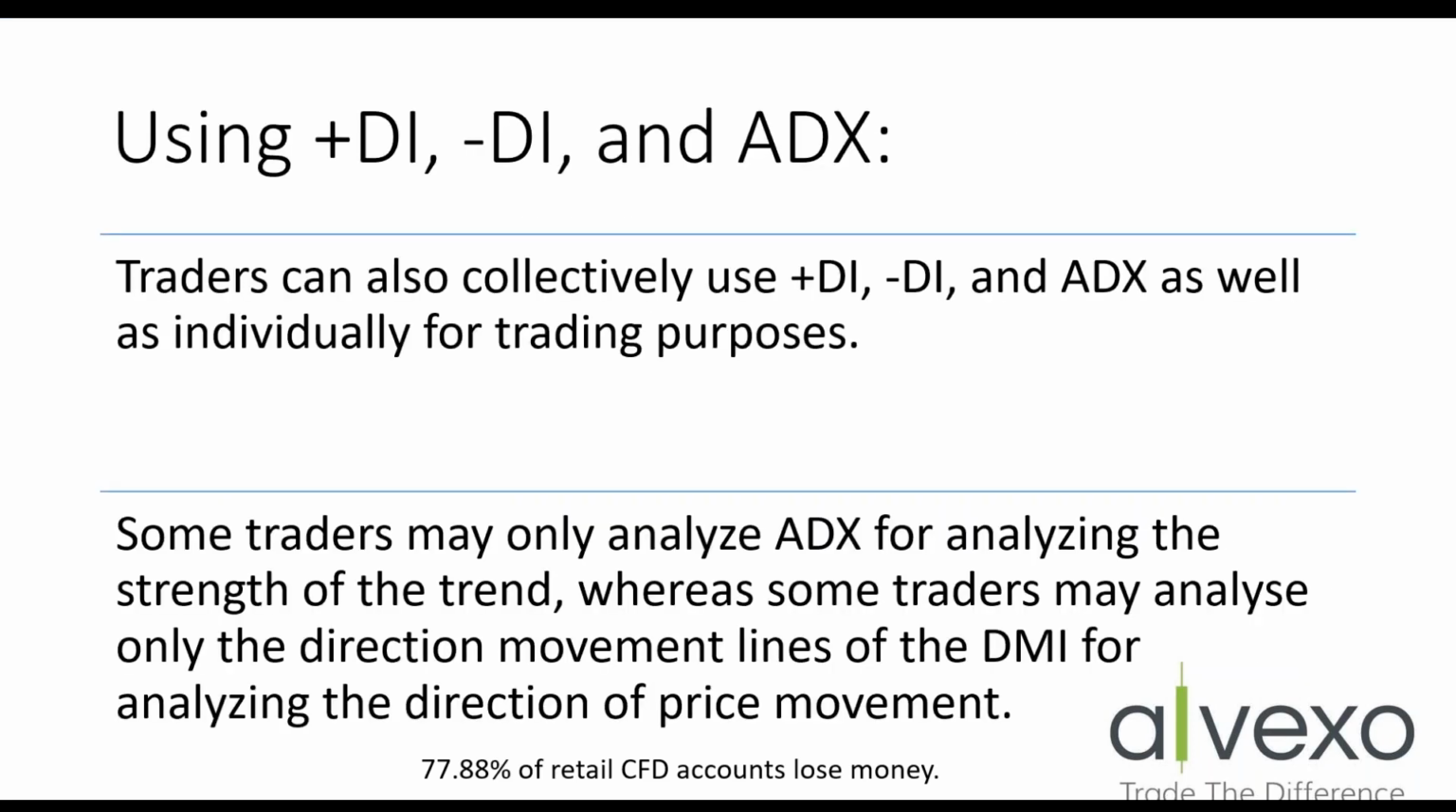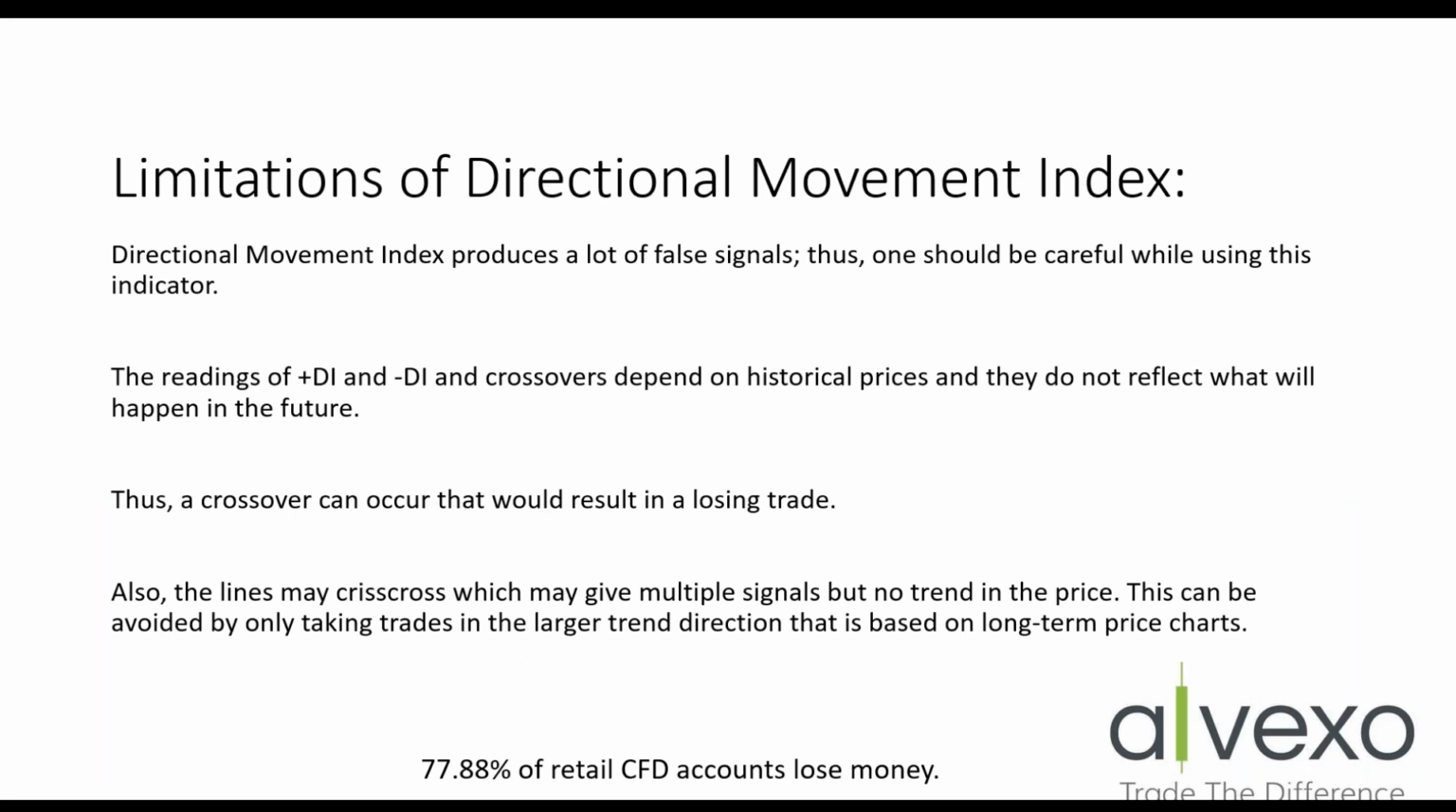Traders can also collectively use the plus DI, the minus DI, and the ADX as well as individually for trading purposes. Some traders may only analyze ADX for analyzing the strength of a trend, whereas some traders may analyze only the direction movement lines of the DMI for analyzing the direction of price movement. It depends if you want to know whether a price is trending and how strong that trend is, or the speed of that trend.